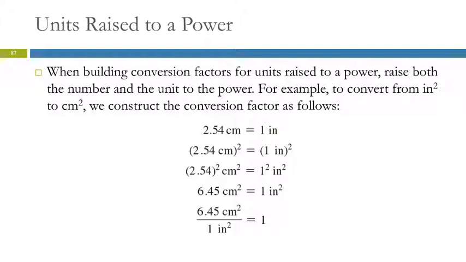If I square both sides, it's still equal. So I square this and I square that. That squares the unit and it squares the number. So 1 inch, the quantity squared, is 1 squared inch squared, which is just 1 inch squared, right? But the quantity 2.54 centimeters squared is 2.54 squared centimeters squared, which is 6.45 square centimeters. So a square inch is 6.45 square centimeters. The common mistake is students forget to square the number or cube the number.